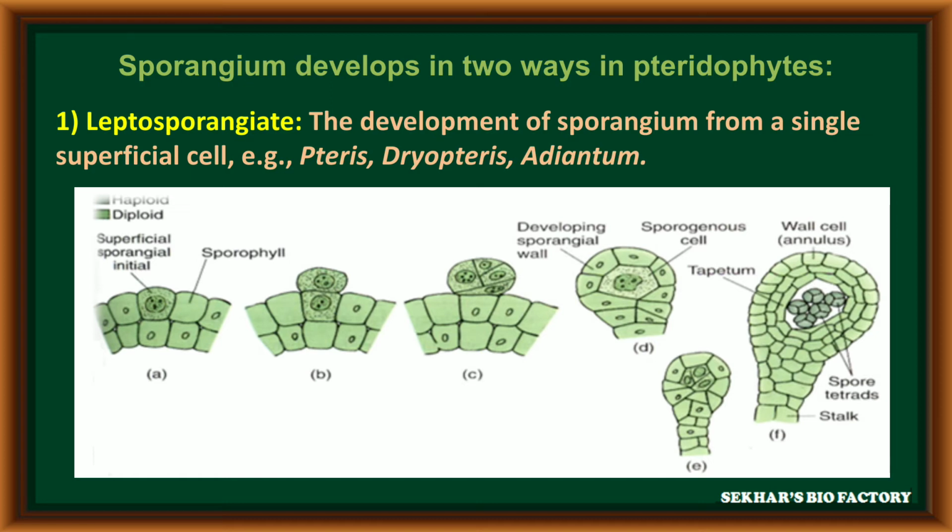The first method is the leptosporangiate method. In this method, the development of sporangium takes place from a single superficial cell. This single cell becomes a complete sporangium. Such development is called leptosporangiate. For example, such sporangium development is seen in Pteris, Dryopteris and Adiantum plants.